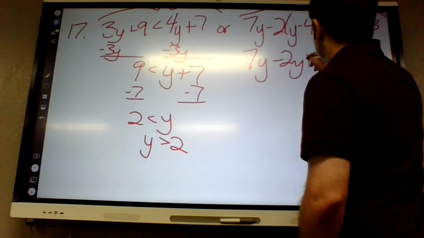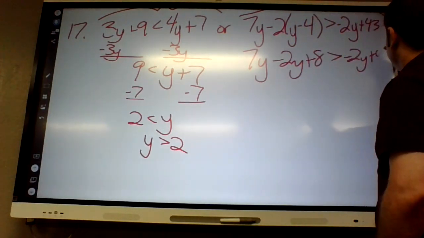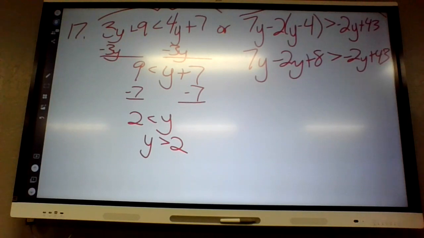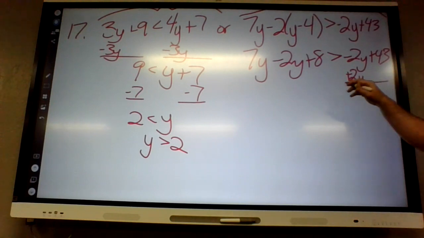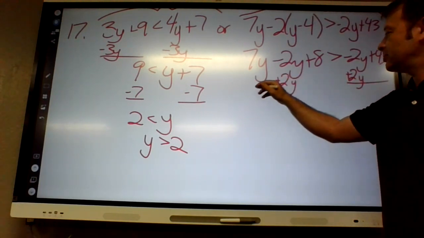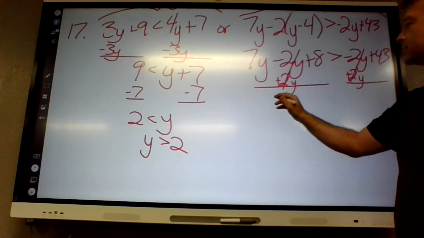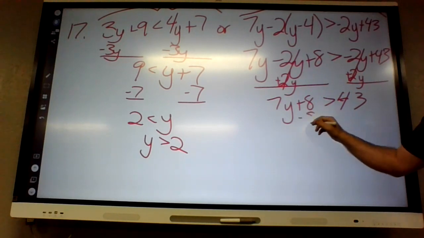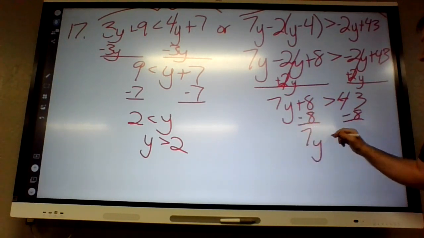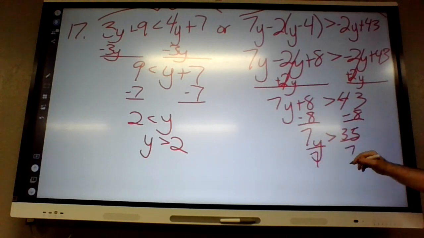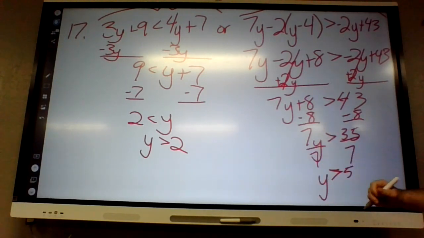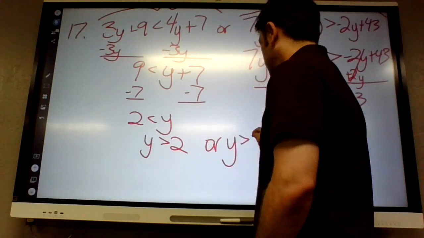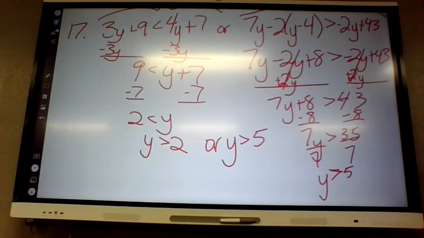Over here, we've got distributive property. What would happen if I added 2y to both sides on this one? The y's, those would go away, yeah. So I just have 7y plus 8, 43. So I've got y is greater than 5. Okay, however, that could be the answer, but I want us to simplify it if we can.